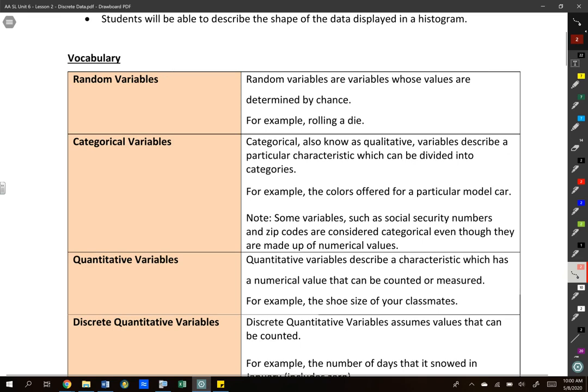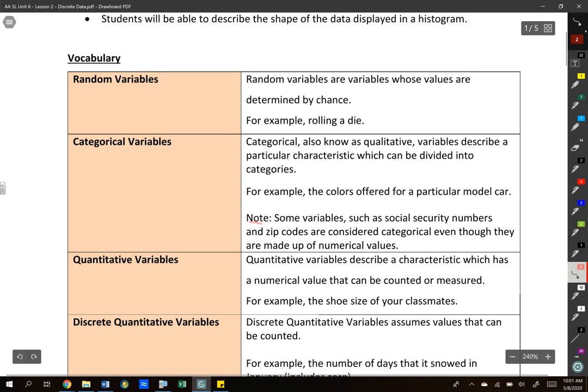Qualitative, categorical variables, all right? So those two terms are interchangeable. Sometimes people say categorical, sometimes people call them qualitative. For our purposes, we're going to stick to the word categorical, and it means that you're looking at variables that describe a particular characteristic which can be divided into categories. So non-numeric variables. And an example would be the colors of a particular model car.